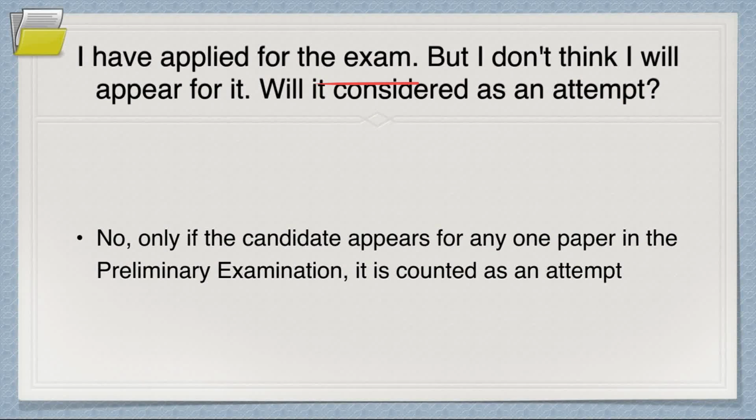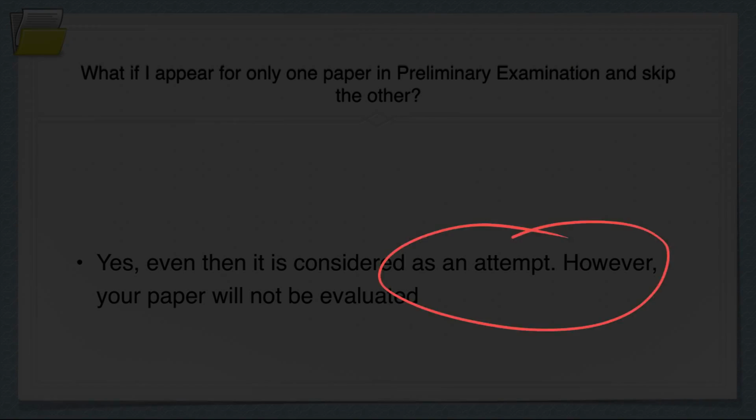I have applied for the exam, but I don't think I will appear for it. Will it be considered as an attempt? Now, this is a very common doubt which people have. No, only if the candidate appears for any one paper in the preliminary examination, it is counted as an attempt. If you have not entered the center, it will not be counted as an attempt. However, if you enter the center and write your roll number, then it will be counted as an attempt.